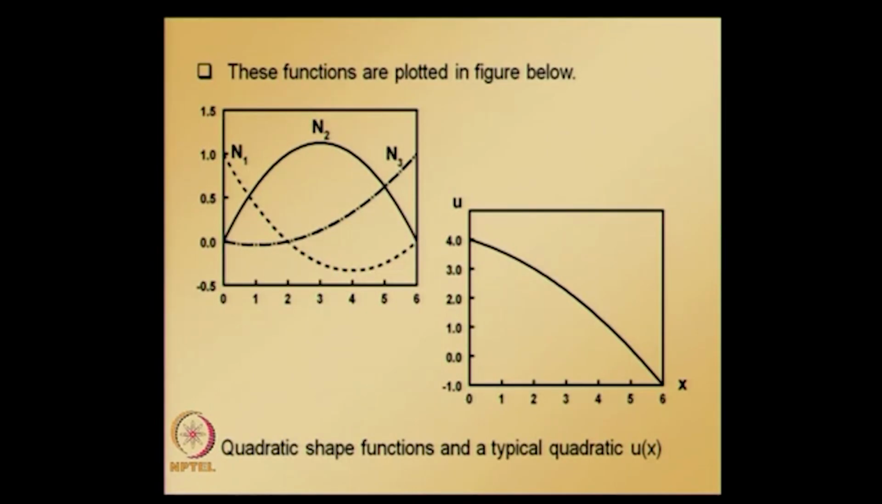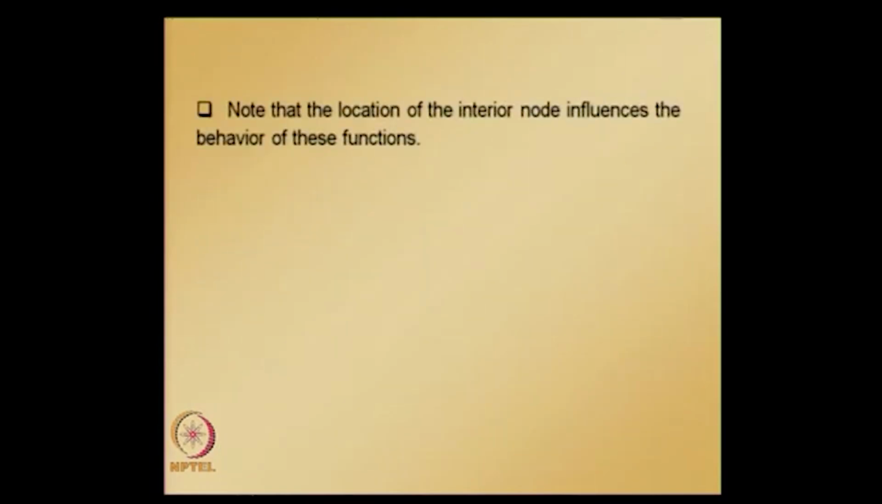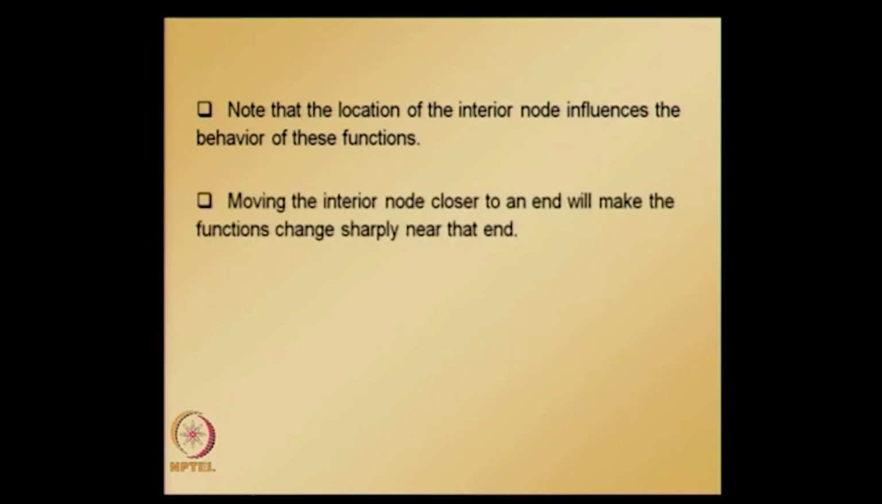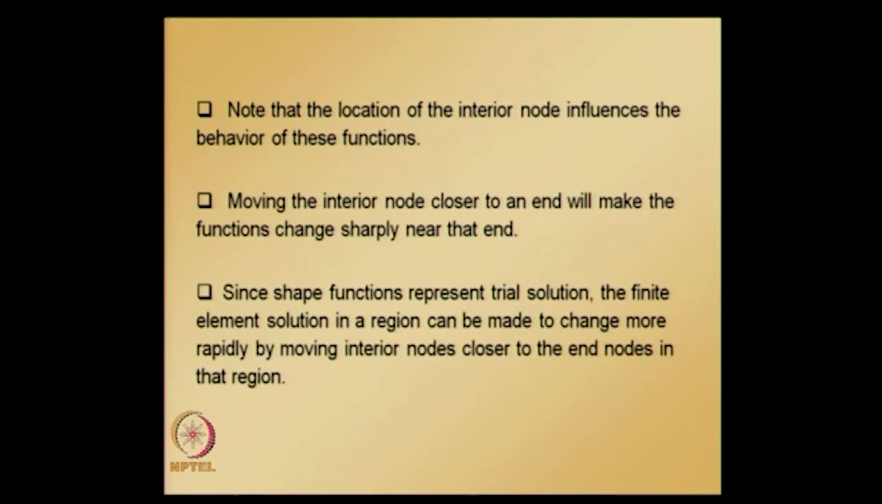So, by playing with this location of interior node, we can change the way the trial solution is varying. Note the location of interior node influences behavior of these shape functions, and moving the interior node closer to an end will make functions change sharply near that end. Since shape functions represent trial solution, finite element solution in a region can be made to change more rapidly by moving interior nodes closer to end nodes in that region. So, depending on the requirement, we can do this.